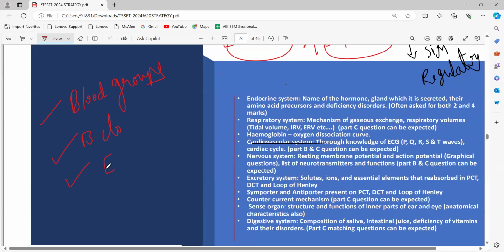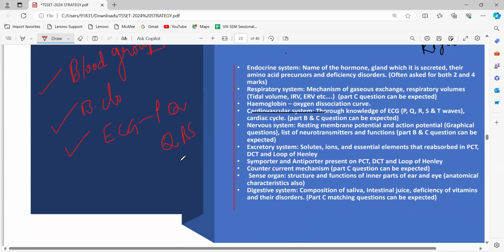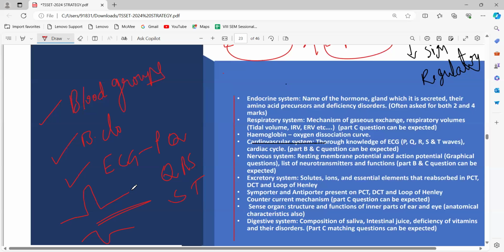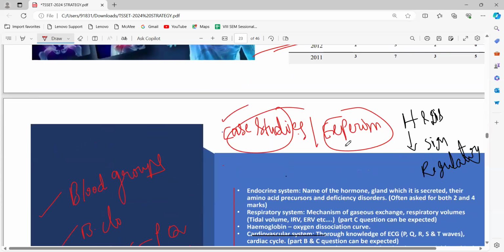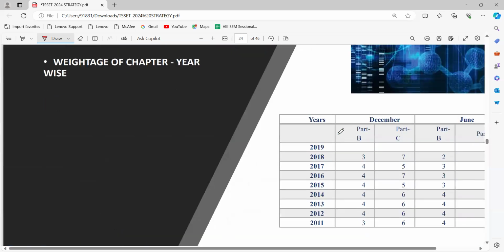Most importantly, friends, you will get questions from the ECG. Like what does the PQ wave represent? What does the QRS complex represent? What does the S wave represent? What does the T wave represent? What happens when the T wave is elevated? What happens when the T wave is less than normal? What happens when the T wave is a flatter wave? These kinds of direct questions only you get in the exam. But you have to read this topic also very elaborately.